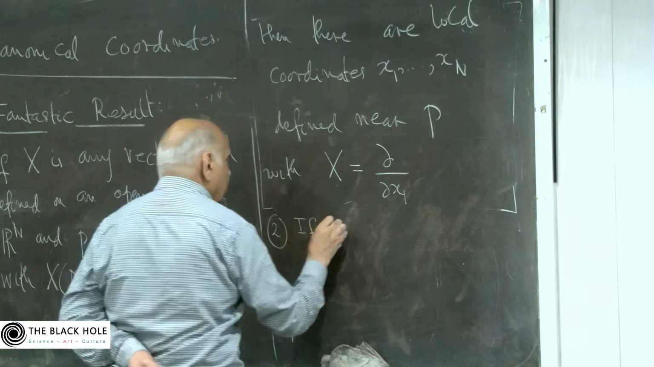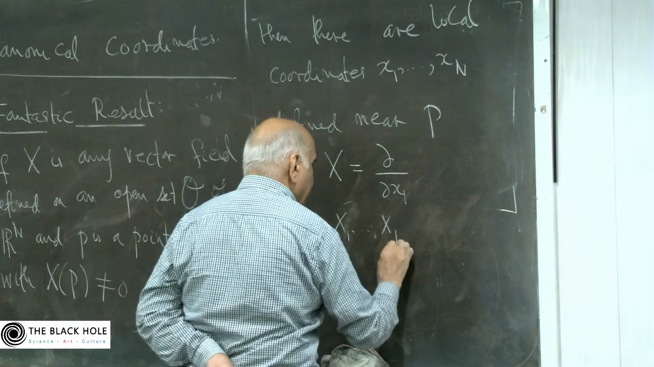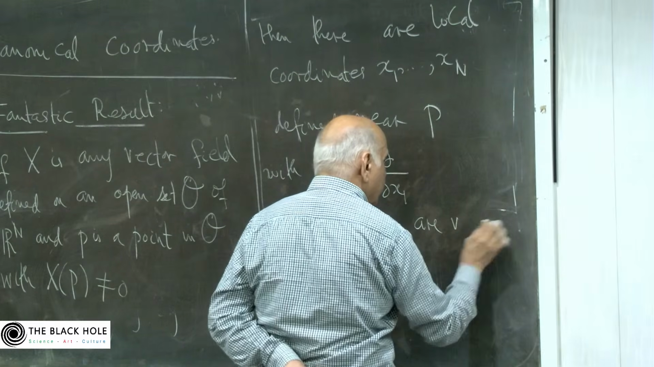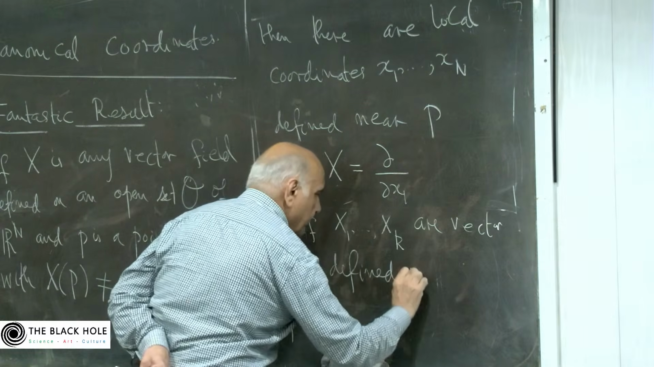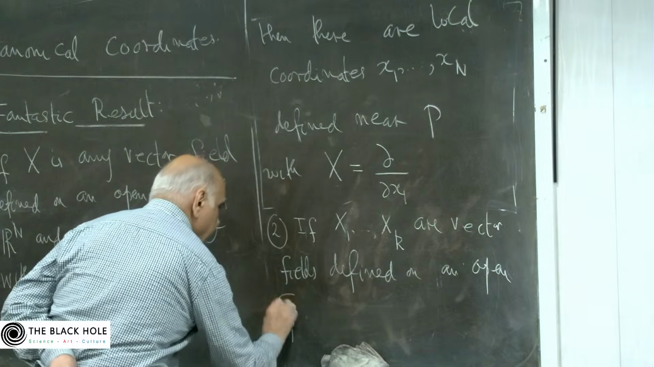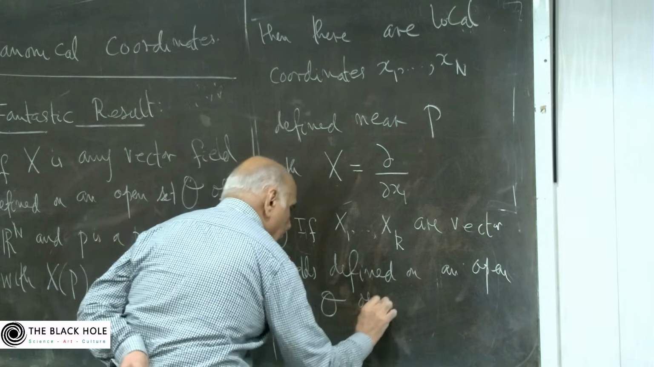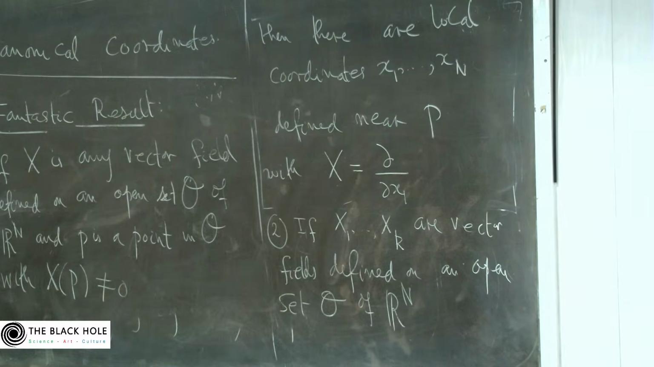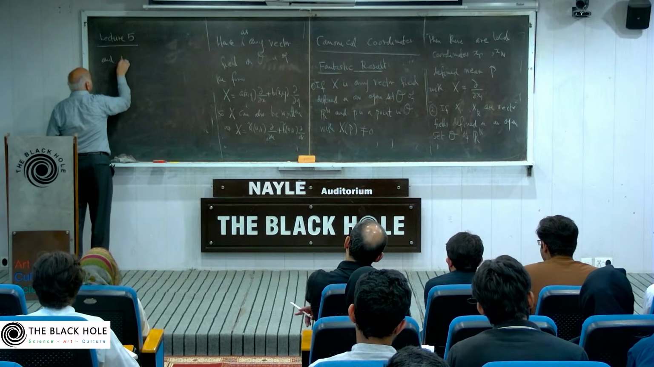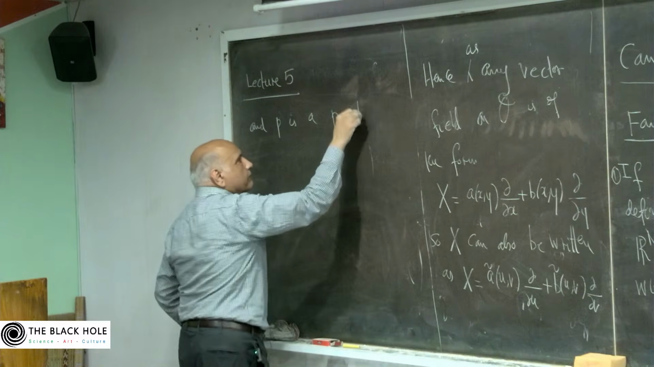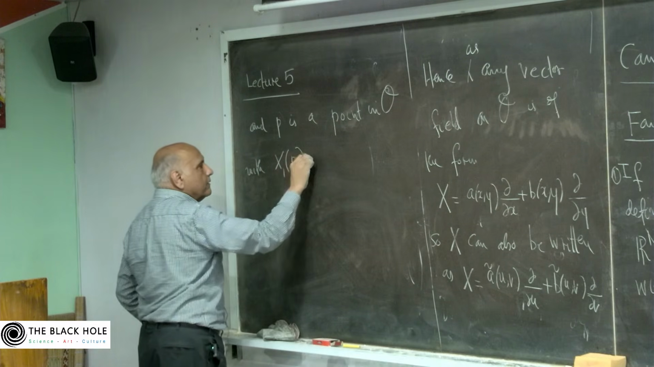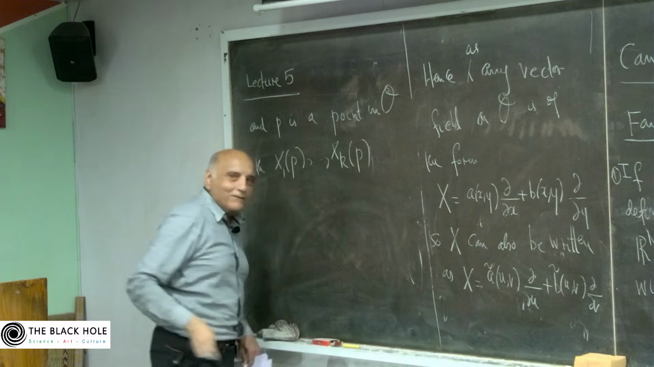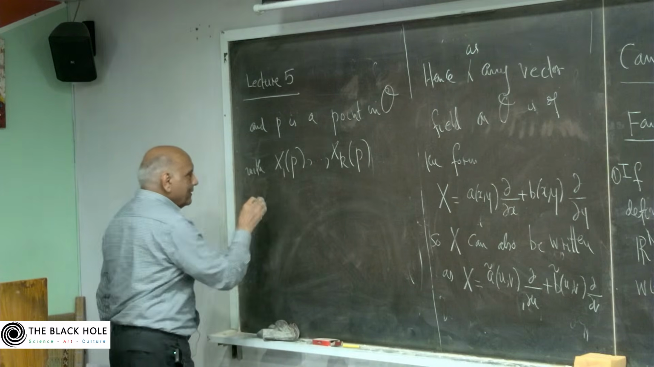And the second part is, if X1 up to Xk are vector fields defined on an open set O of Rn, and P is a point in O with X1(P) up to Xk(P) not 0 but linearly independent.